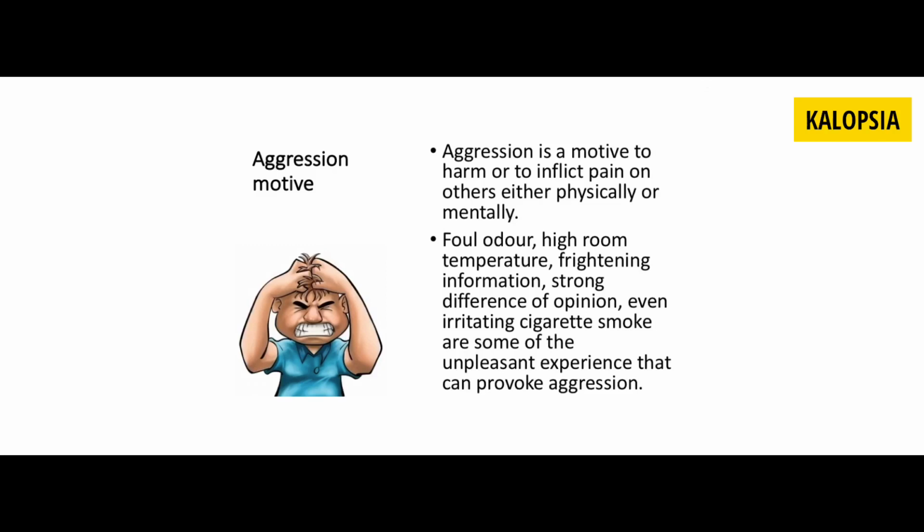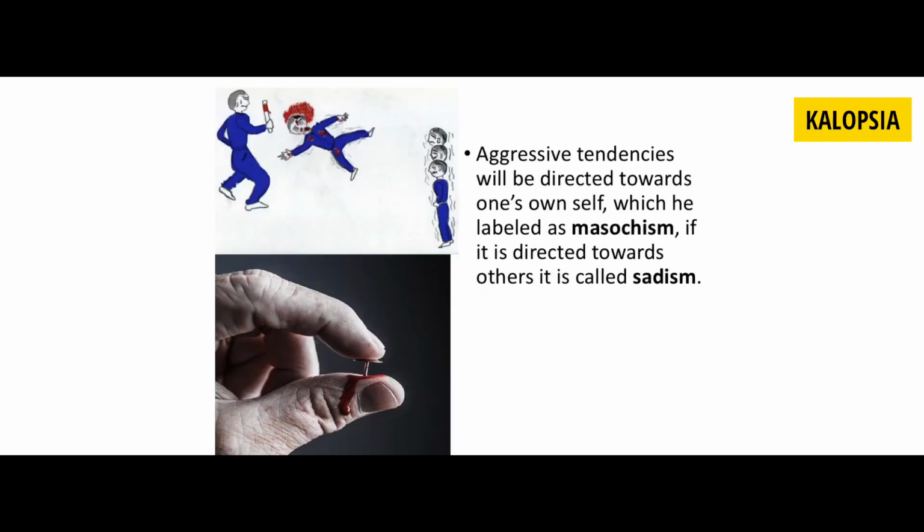Some people are very aggressive in nature. So if they show their aggression towards oneself, that is, people who vent their anger by hitting themselves or cutting their hands, we can call them masochist. But if they prefer hurting others, we'll be calling them sadist.